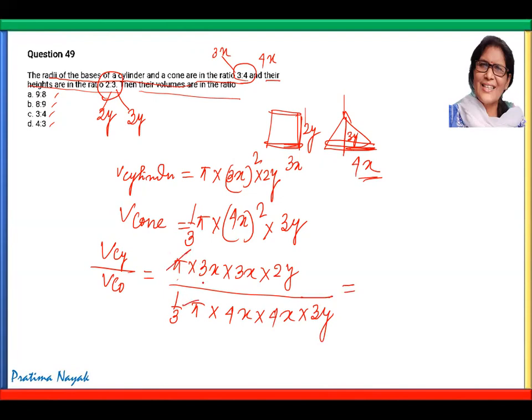So pi cancel, then y cancel, x cancel, x cancel. So you are getting 3 multiplies 9, 2s are 18. Of course, 1 by 3 can be cancelled, so 3 cancelled here. It will be 4 times 4, 16. Now cancelling with 2, 9 over 8. So 9:8 is the answer. First one is the answer. So A is the answer of this question.